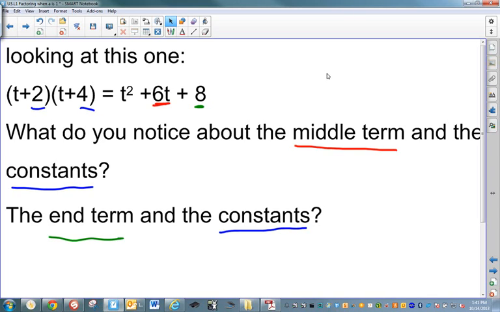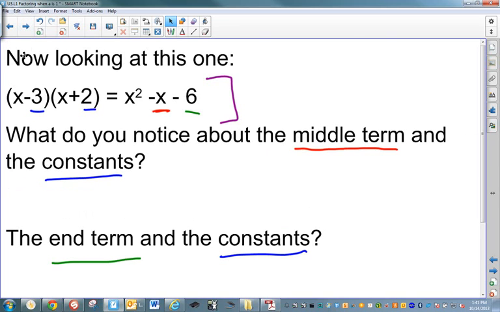All right, go ahead and finish up. If I have your attention, please. And thank you. Same set of questions about the next one. Once again, looking at this one, what do you notice about the middle term and the constant? And what do you notice about the end term and the constant? Once again, discuss. Go.